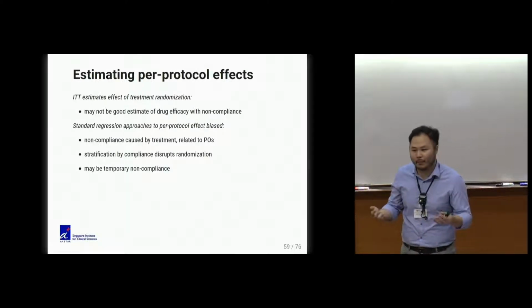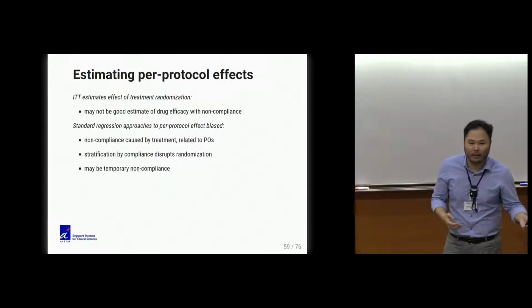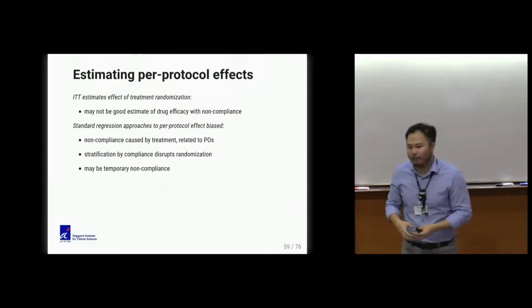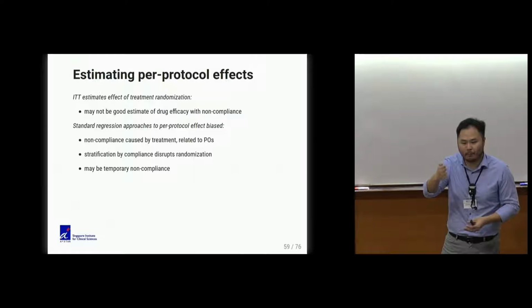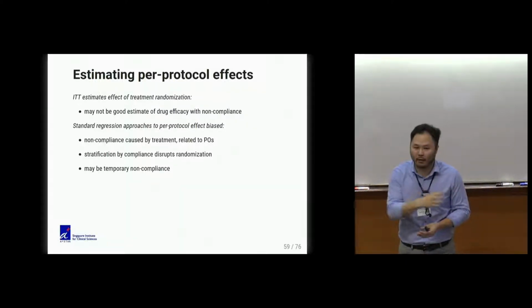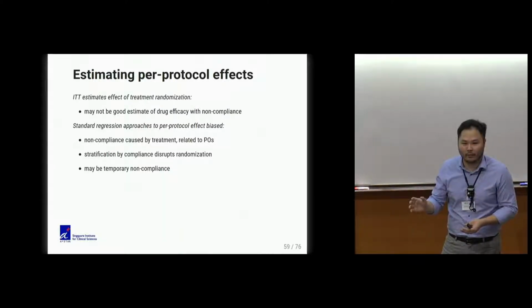Why? Because those people who tend to comply may be healthier than the ones who don't comply, whereas that sort of selection doesn't happen in the placebo arm. So we're doing this post-randomization stratification, which we showed earlier, which is not the right way to do it.